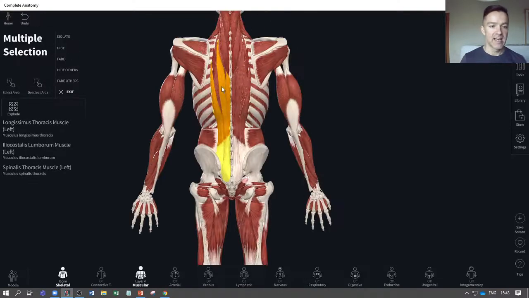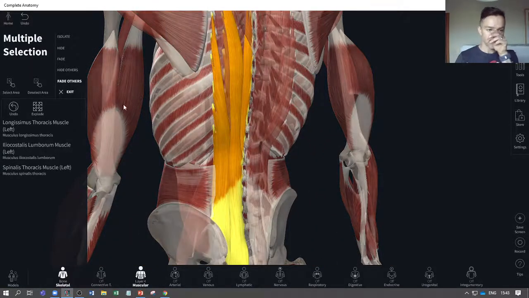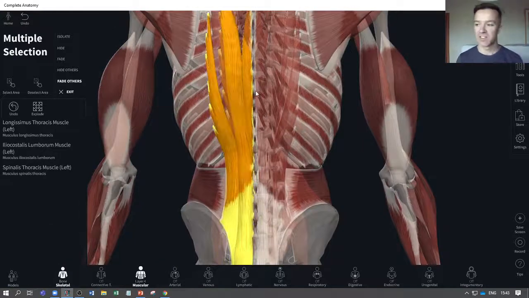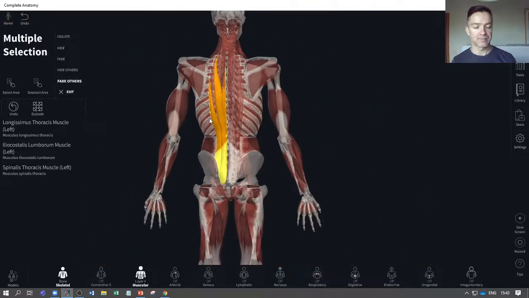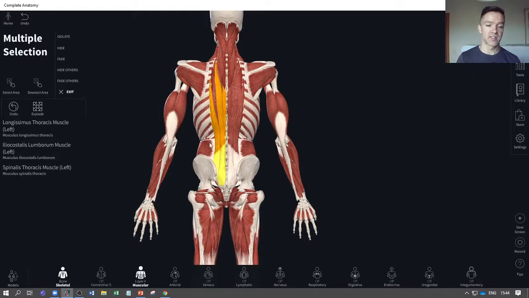So if we go back and have a look, we can see that they insert onto the ribs and onto the vertebrae there. And this group of erector spinae muscles is involved in extending and lateral flexion of the trunk. So keeping your trunk extended or stable, and lateral flexion, so side bending of the trunk. A good exercise to target those muscles would be your bird dog. So that's the last group I want to look at.